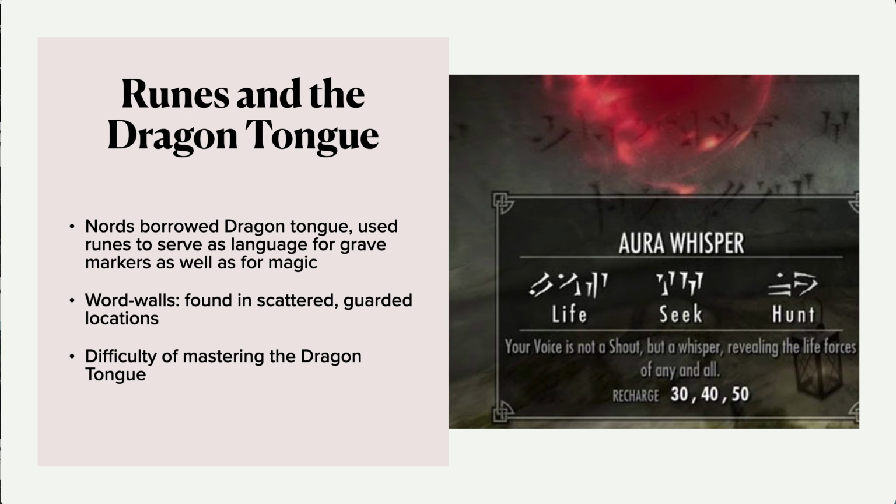Now, Skyrim, of course, has a very significant role for runes. The Nords basically borrow the dragon tongue, and they use these runes to serve not only as language for the grave markers, but also for magic. So one of the things you do as the Dragonborn is you seek out word walls. And so these are inscriptions of parts of the Thu'um that you can learn, so the dragon shouts. You find them in scattered locations, usually tombs and the like. They're usually guarded.